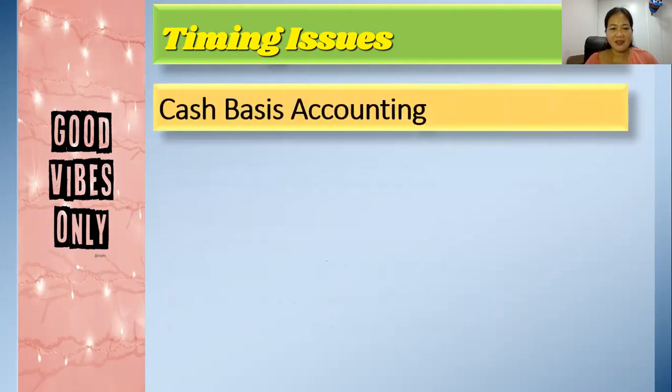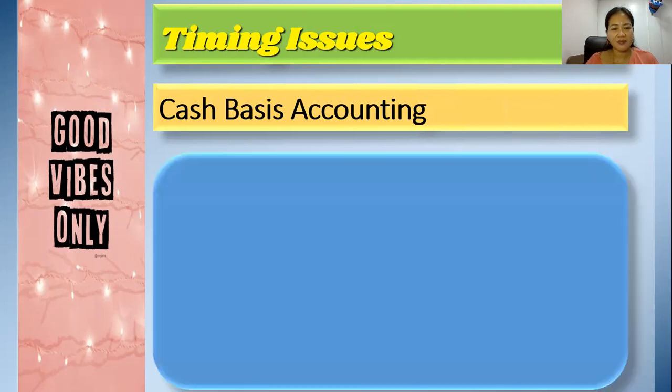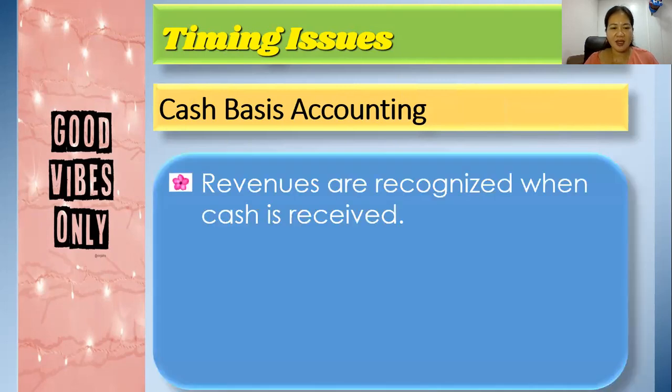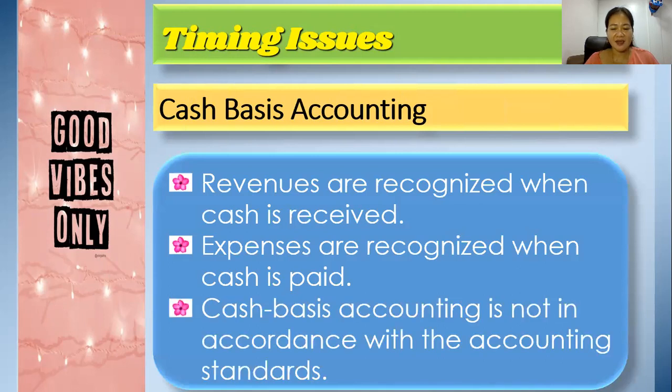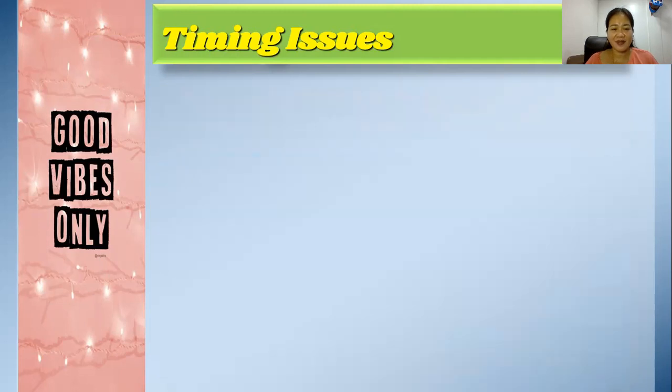Next, we have comparison between cash basis accounting and accrual basis accounting. Cash basis accounting. In cash basis accounting, revenues are recognized when cash is received. Expenses are recognized when cash is paid. Cash basis accounting is not in accordance with the accounting standards.